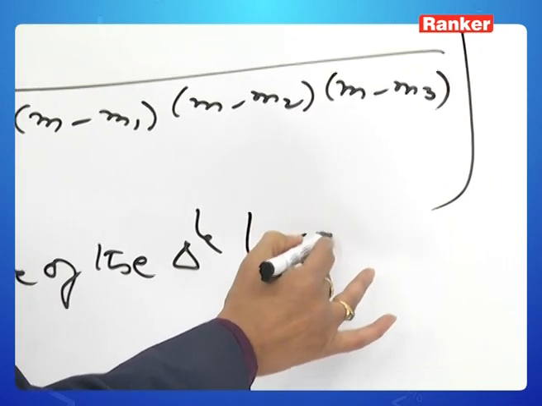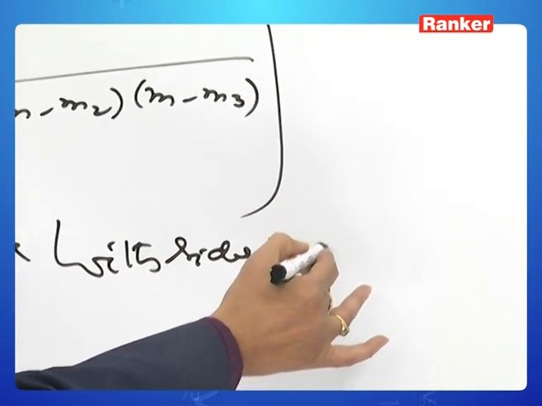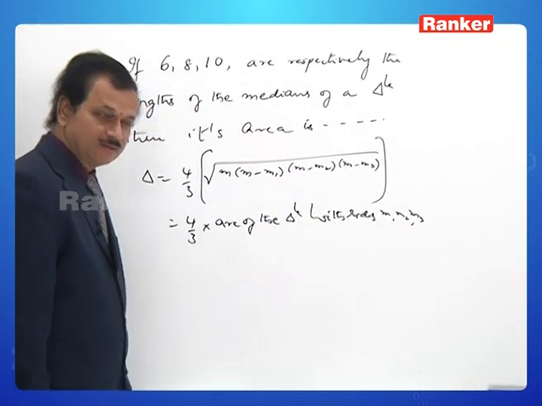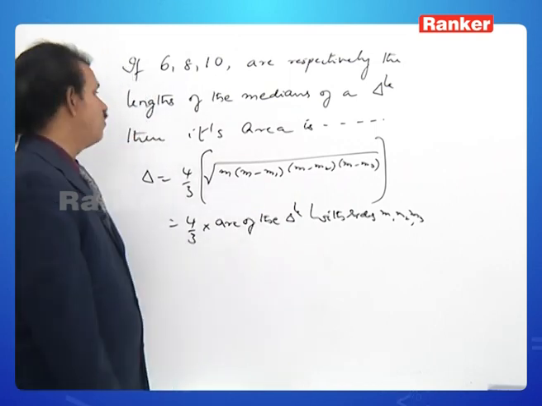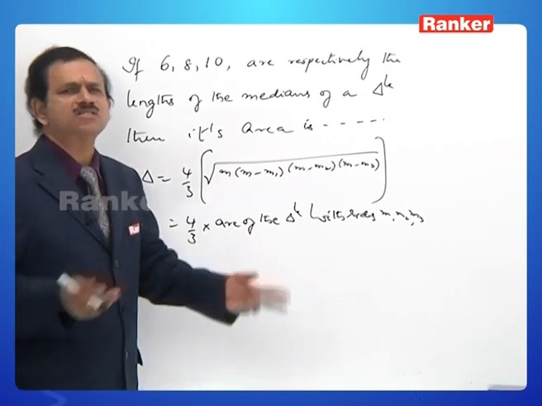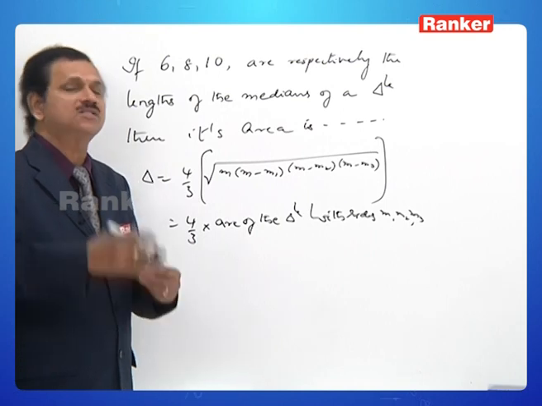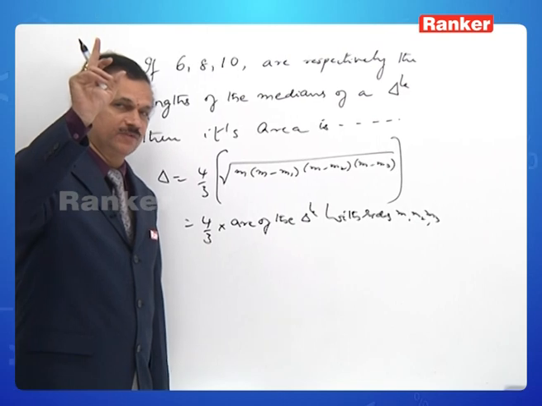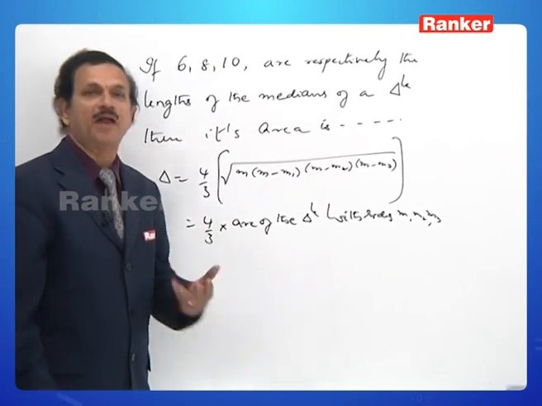with sides m1, m2, m3. You observe it. We can write like this. Therefore, as and when the lengths of the medians are given, you just imagine with those lengths of the medians as the lengths of the sides, imagine another triangle. If you can find that area, 4/3 of that area gives you the required area.